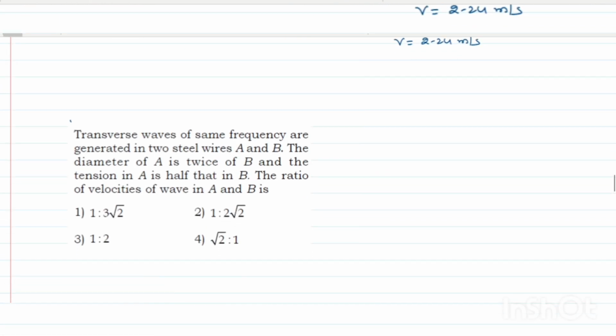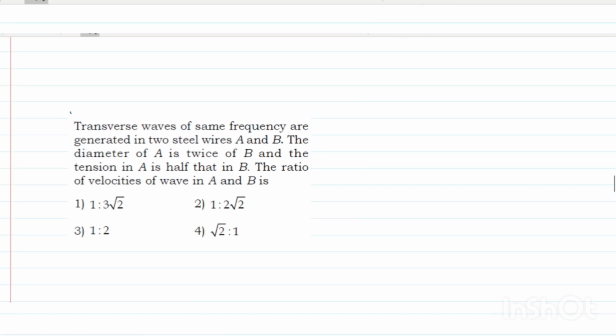Let us see the next question, students. Transverse waves of the same frequency are generated in two steel wires A and B. The diameter of A is twice that of B. Diameter is directly proportional to radius, so the radius of wire A is equal to twice the radius of wire B. The tension in wire A is half that of B.